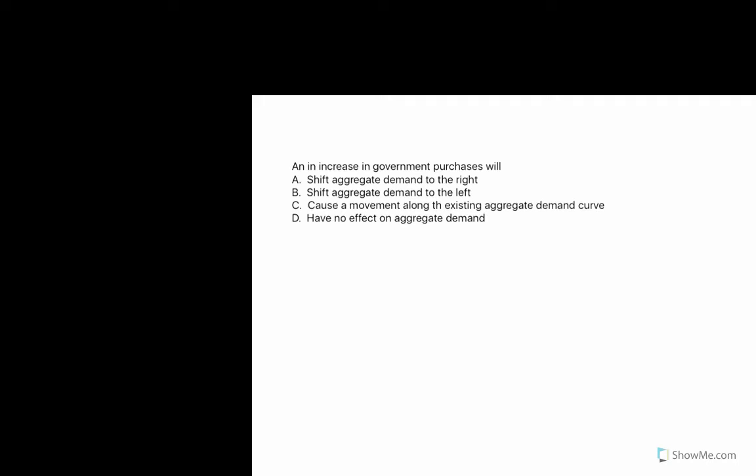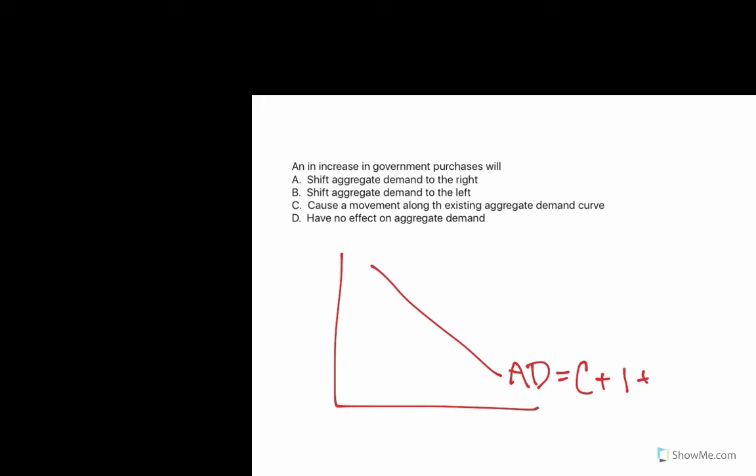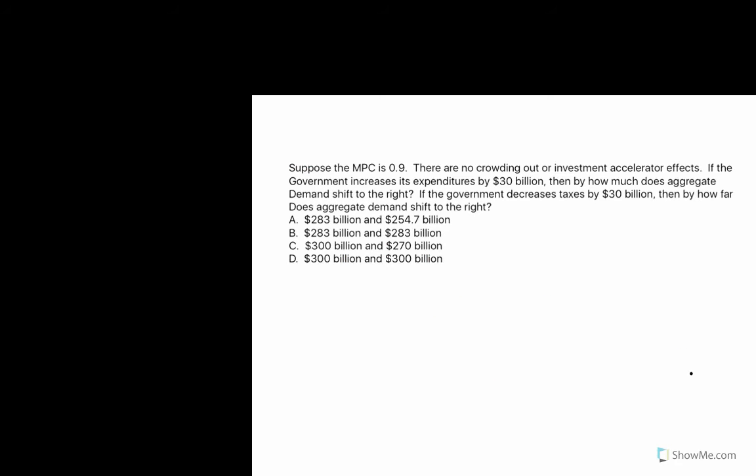Alright, so an increase in government purchases will have what effect on aggregate demand? So remember, aggregate demand is consumption plus investment plus government spending plus net exports. So an increase in government purchases results in an increase in aggregate demand. So the aggregate demand curve shifts to the right with an increase in government purchases. Correct answer is A.